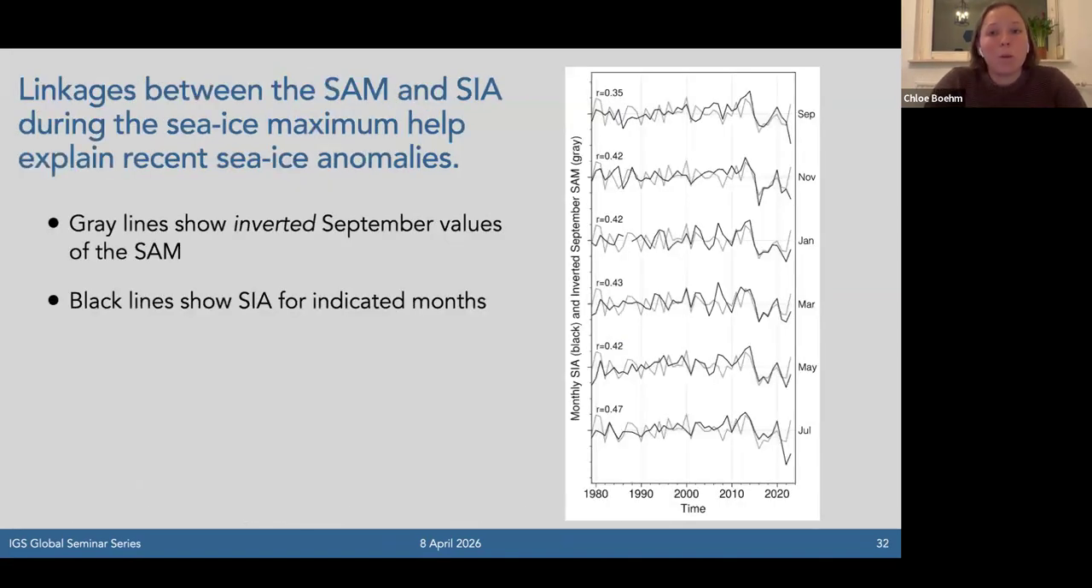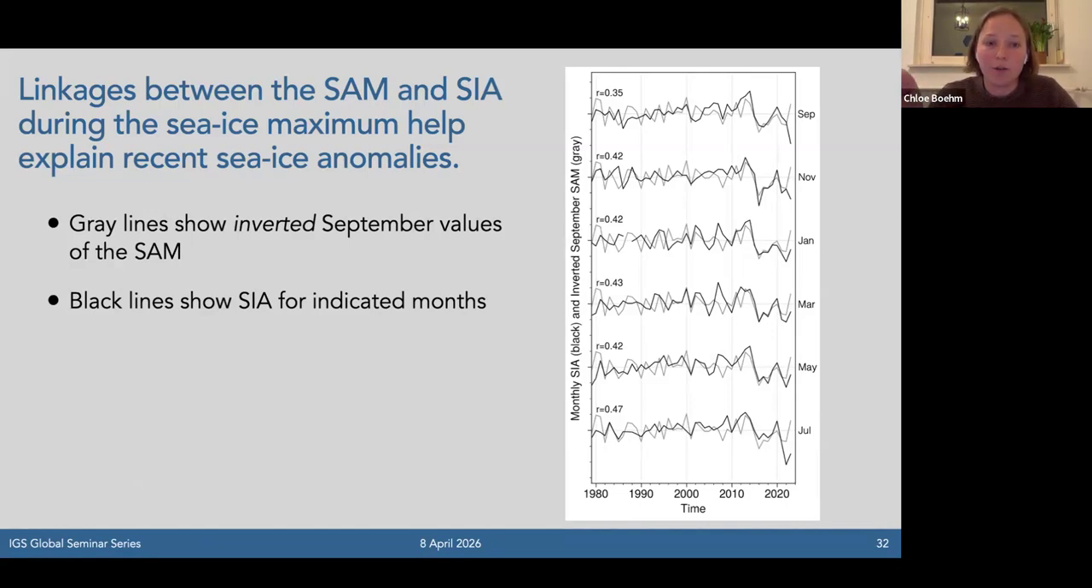Finally, for this part, as I mentioned, the whole goal of this project was trying to understand some of these recent sea ice anomalies, and I wanted to bring it back to that point. Basically, how we looked at that more was we plotted time series of sea ice and SAM and saw how the lines covaried together. For each of the rows here, the gray line is exactly the same, and it is the inverted September values of the SAM. We inverted them because we had established this negative relationship with sea ice.